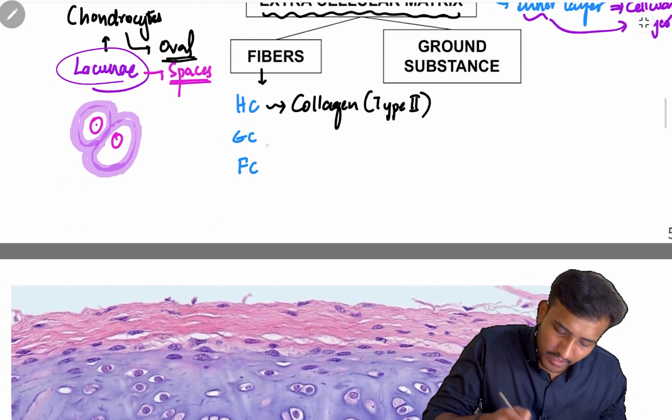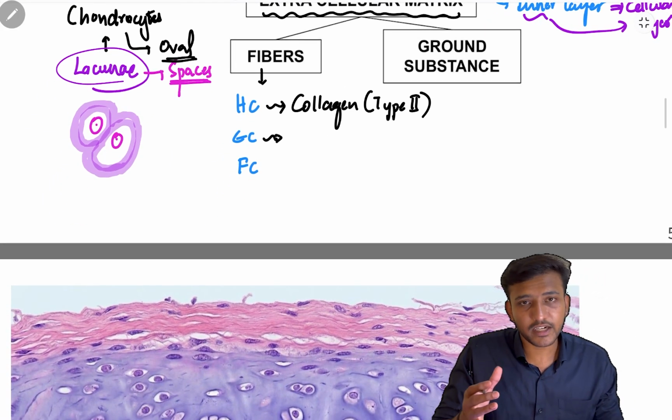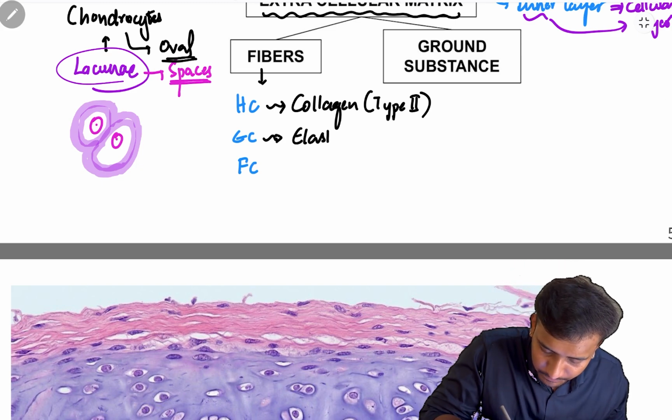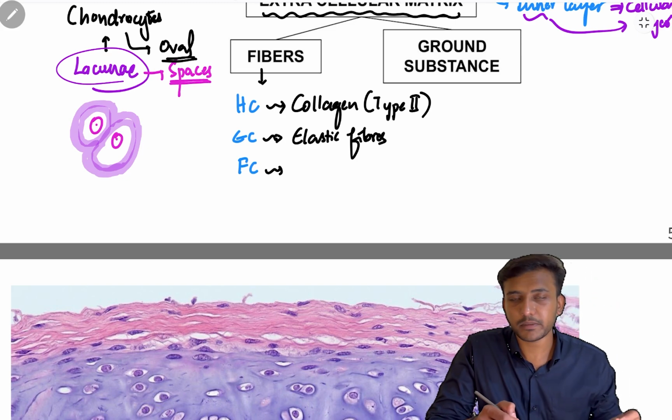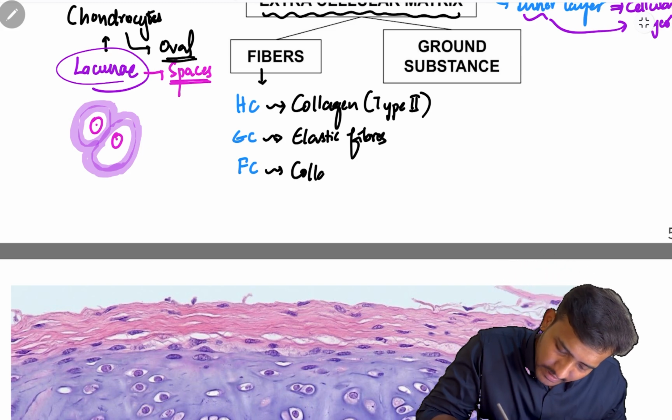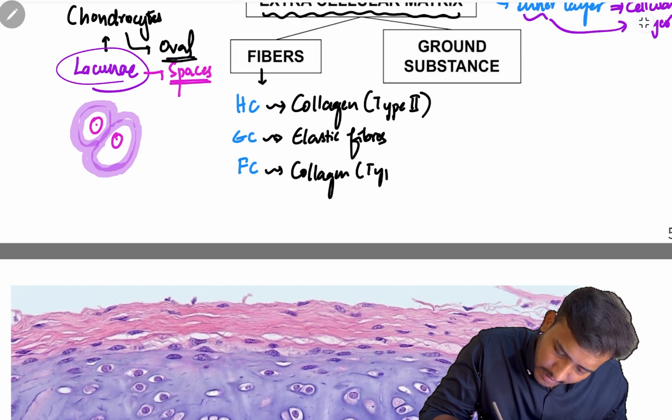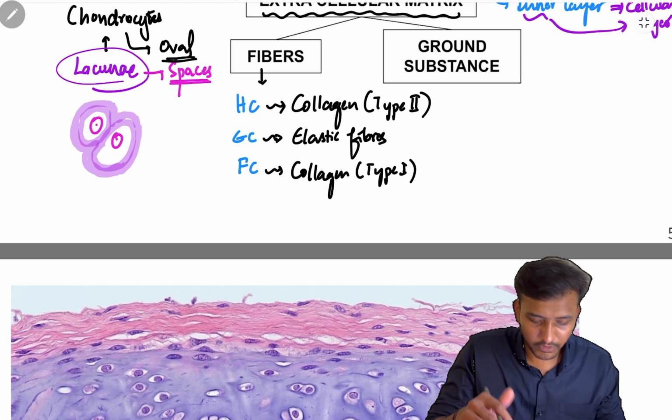Please remember this. Then in the elastic cartilage, what type of fibers will you have? You will have your elastic fibers. Now in the fibrocartilage, you will have collagen fibers again. Collagen fibers of which type, guys? Now it is type 1 collagen fibers.